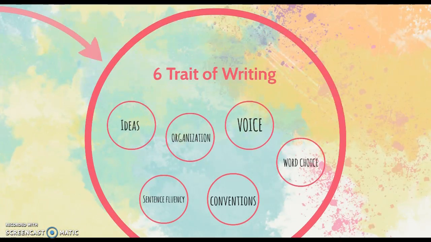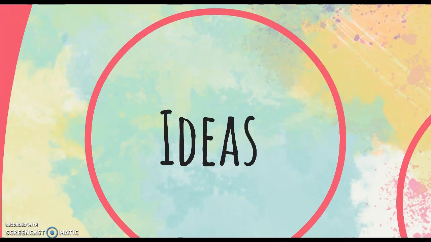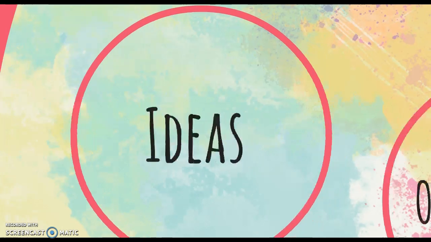Lastly, we have the 6 traits of writing. The first trait is ideas. This is where the writer will elaborate effectively on a single topic to convey a clear message to the readers. Ideas are the content of a piece of writing. It helps the writer and the reader remain focused on one single idea. Ideas help students become more specific in their writing and not general throughout the writing.